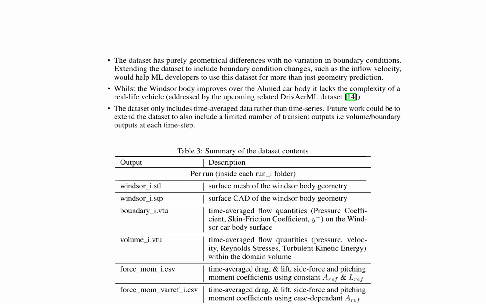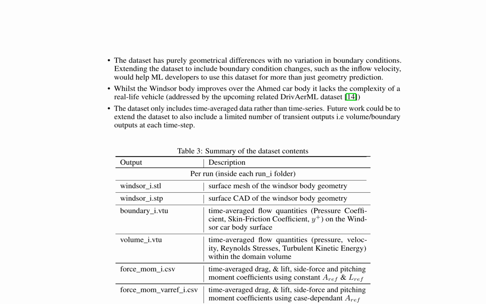The presented dataset is limited to purely geometrical differences with no variation in boundary conditions, restricting its applicability for machine learning developers. Future work could involve extending the dataset to include changes in boundary conditions, such as inflow velocity, to increase its versatility. The Windsor body, although an improvement over the Ahmed car body, lacks the complexity of a real-life vehicle, which will be addressed by the upcoming WindsorML dataset.